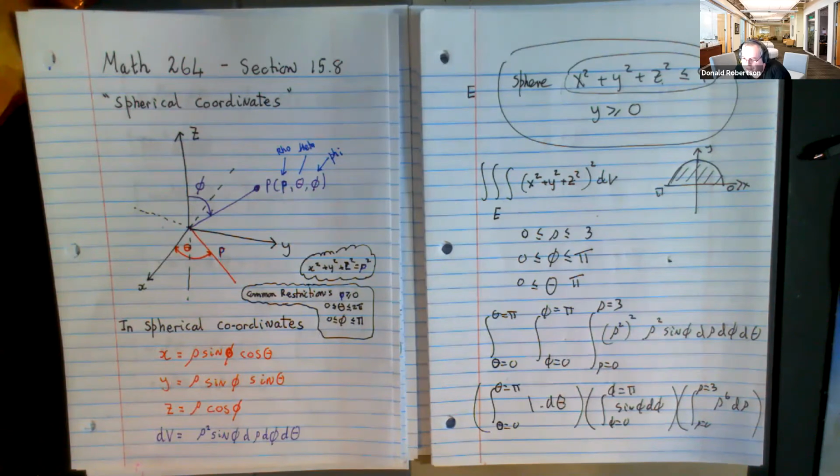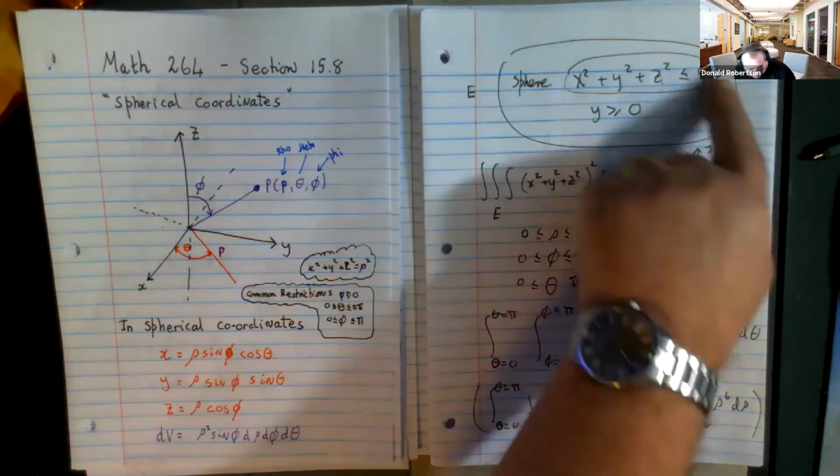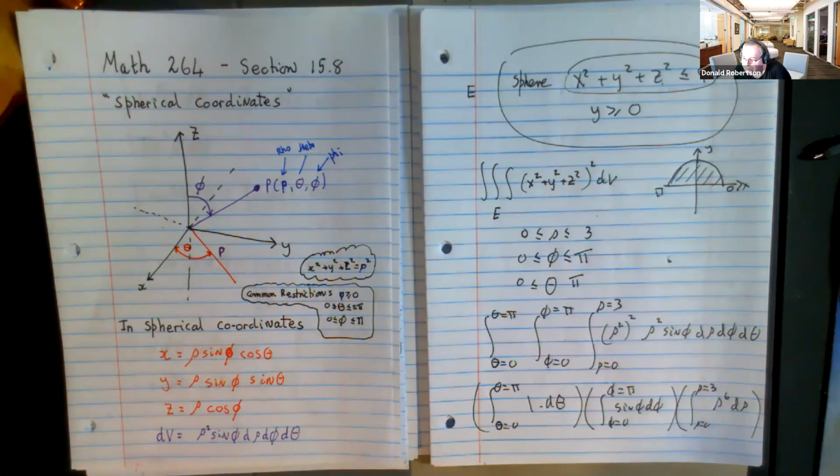So that would be a typical spherical coordinate situation where you're trying to do a triple integral over a region that is very spherical. Are we good with this generic process of how you would approach it? Any questions? Okay.